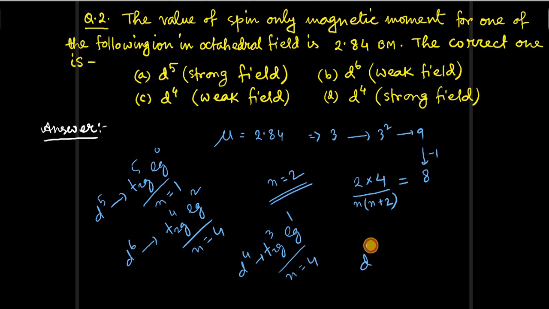But if you take d4 strong field, option D, then you get t2g4 eg0. Two of the electrons will remain paired and the remaining two will remain unpaired. So n equals 2. So the correct option is D here, which has two unpaired electrons and gives you a magnetic moment of 2.84 Bohr magneton. Now come to the next question.